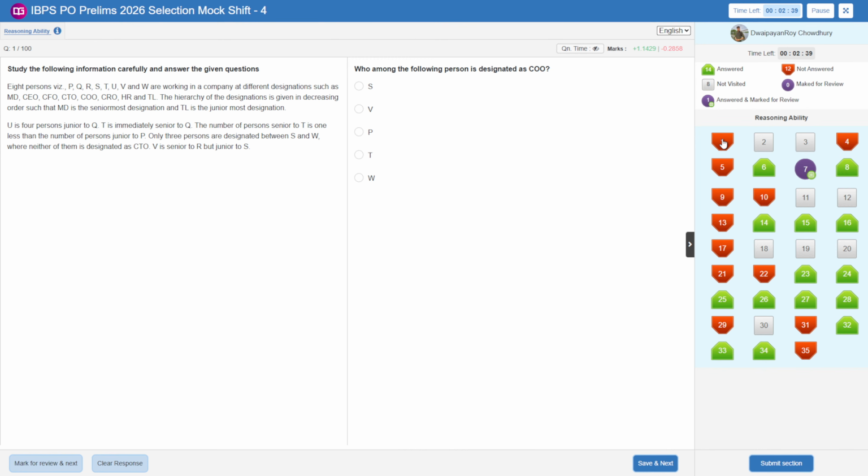Hierarchy given. Okay, so MD, CEO, CFO, CTO, COO, CRO, HR, and TL. Okay, U is 4% junior to Q. 1, 2, 3, U. T is immediately senior to Q. The number of persons senior to T is 1 less than the number of persons junior to P.